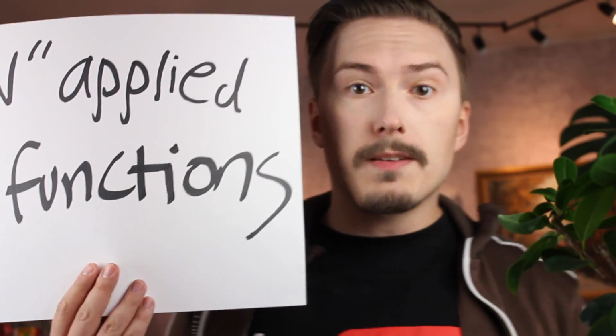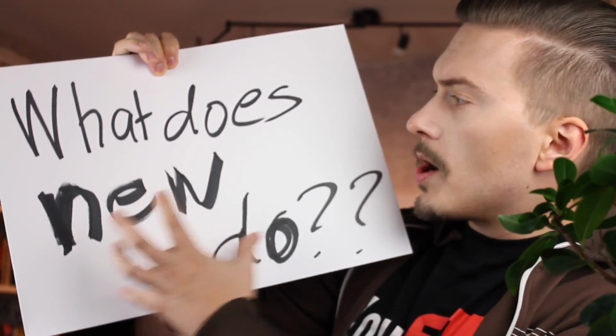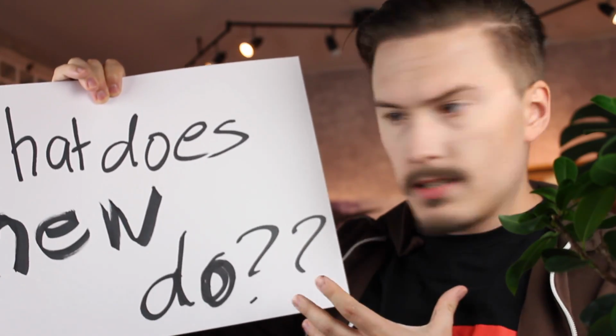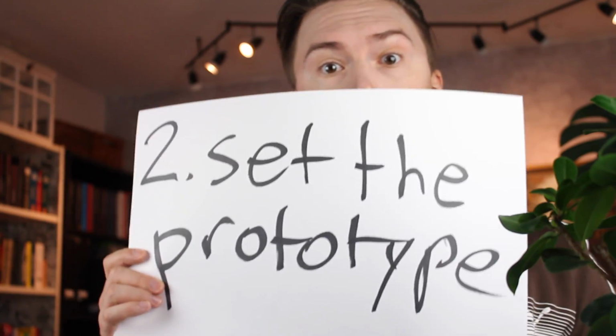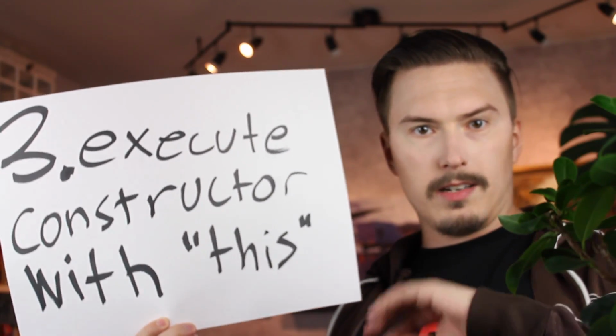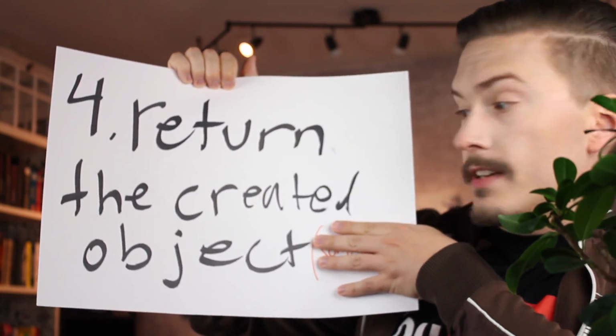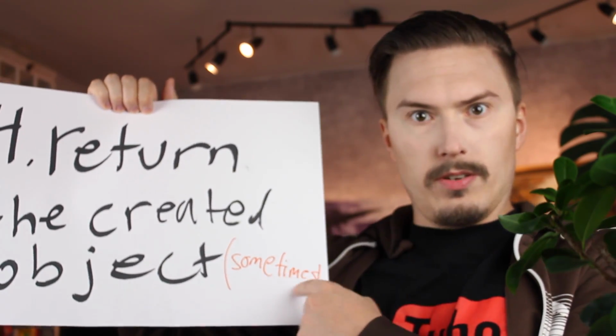So we talked about the new keyword, more specifically how new is applied to functions, not to classes, because that's the ES5 way of doing it, and it's important to learn history. And we have delved into what exactly new does. First thing it does is to create a new object, then it sets the prototype. Third, it executes the constructor with this set to the object that it created in step 1. And finally, it returns the created object, unless the constructor returns an object, and then it will return that instead.